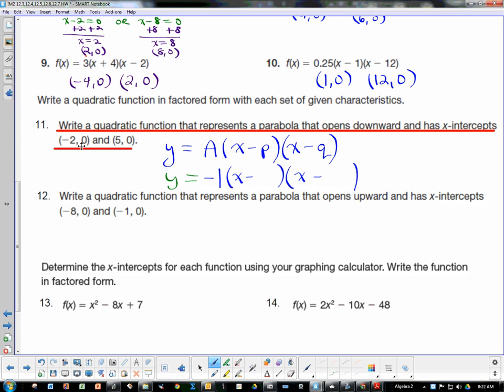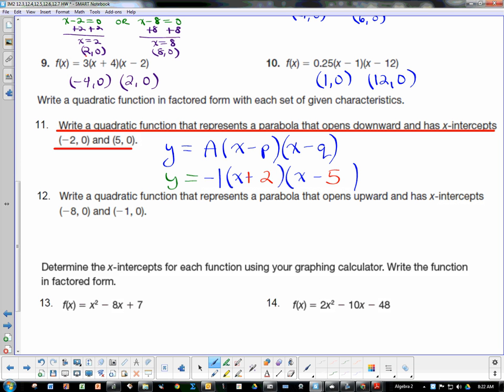Okay, please tell me, look at this. This is (-2, 0). How is this going to affect this number right here? It's really x minus a -2, which becomes x plus 2. Good. All right, look at this one. This is (5, 0). So this is going to be x minus 5. And you just created it.